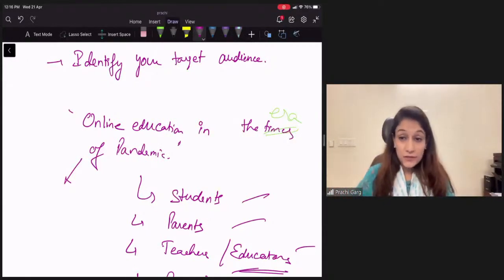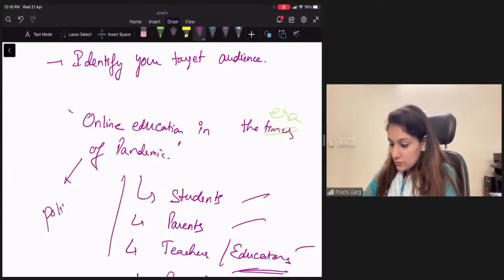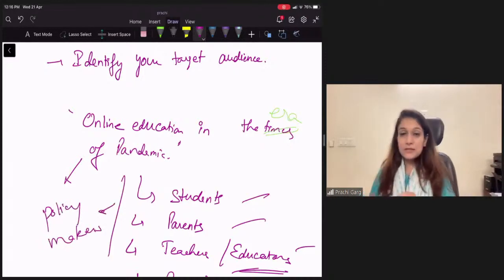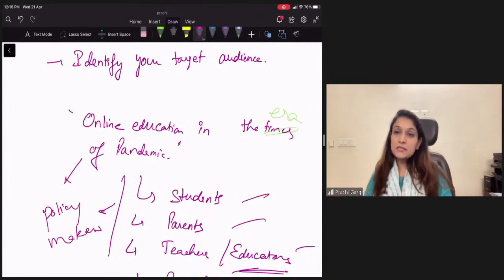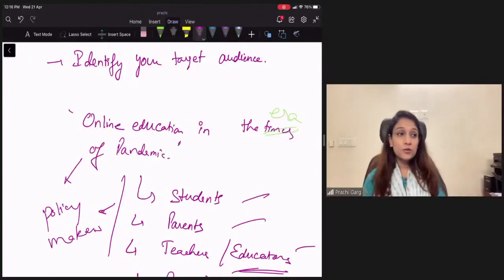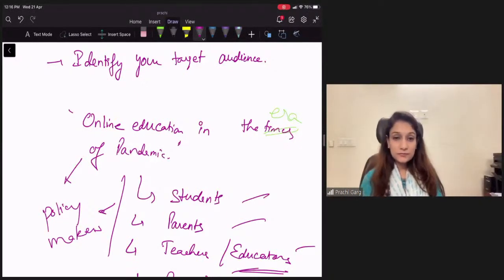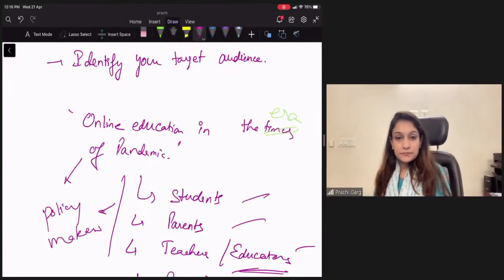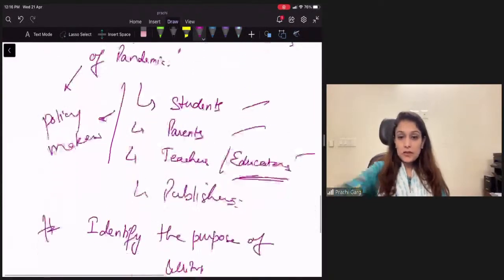Akshit, very good. Policymakers. That's very, very good. Yes. Should the people who are taking the decision of online schools? Yes. Maybe they are not focusing on how good or how bad this can be for everyone. Good, very good. Tell me.